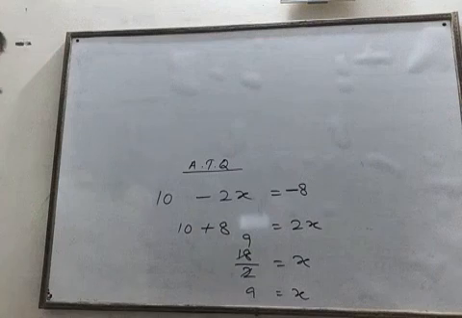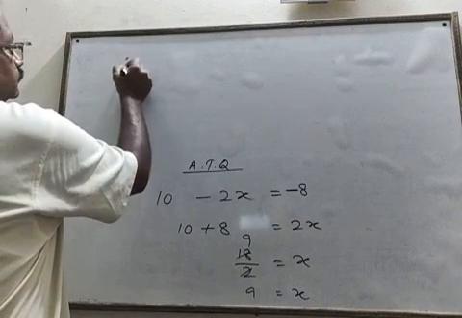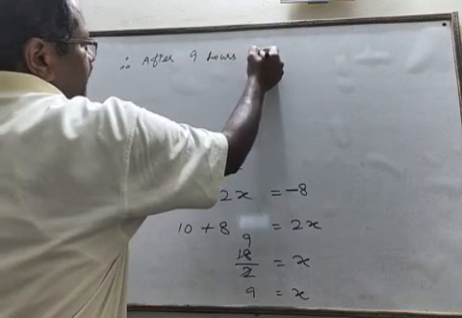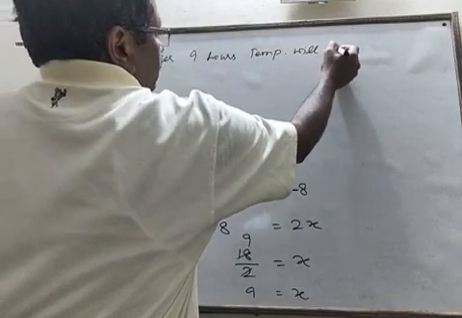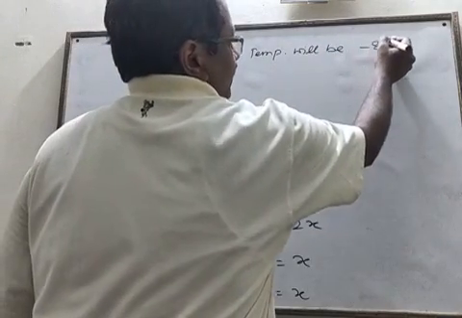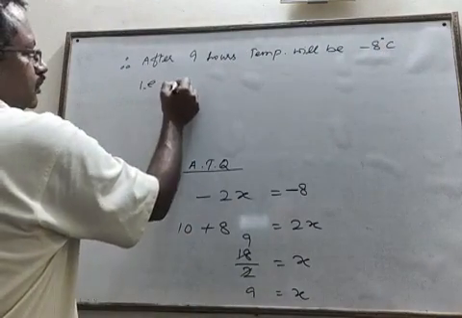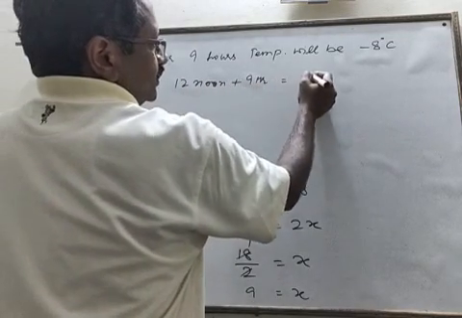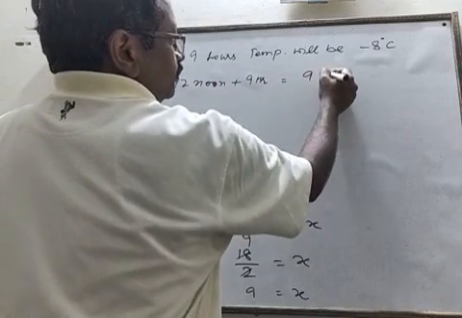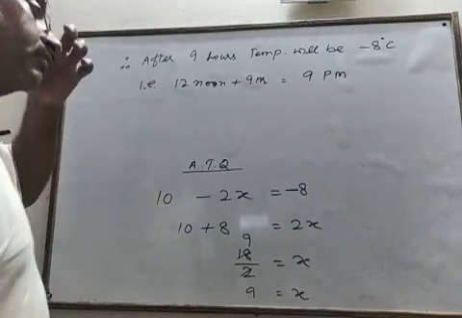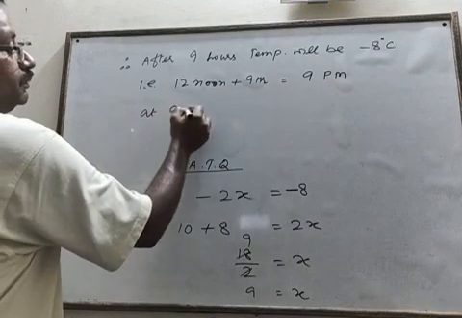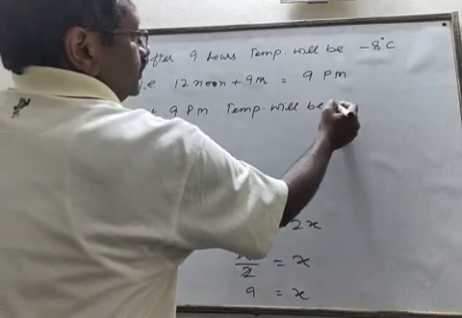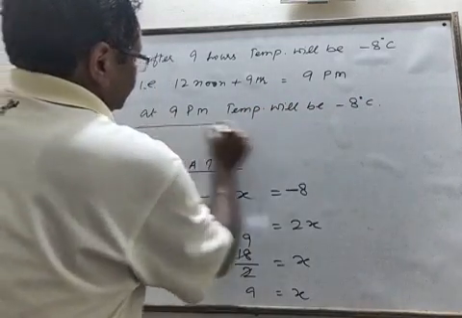So after 9 hours, temperature will be minus 8 degrees Celsius, that is 12 noon plus 9 hours is equal to 9 p.m. At 9 p.m. temperature will be minus 8 degree Celsius. So this is our answer.